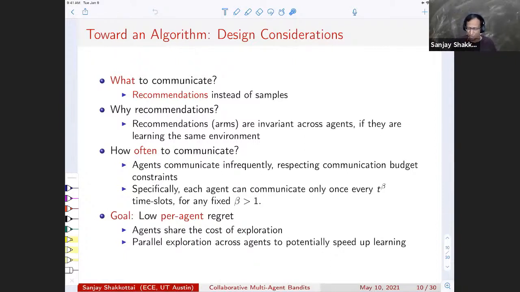Okay. So the sharing of the exploration also has an advantage: it enables parallel exploration among all the agents, so that will speed up learning as well. Because remember, in our setting, multiple agents can explore and play in parallel, and so the time scales speed up a lot. Okay. So this is the motivation for the kinds of algorithms I'm going to talk about.